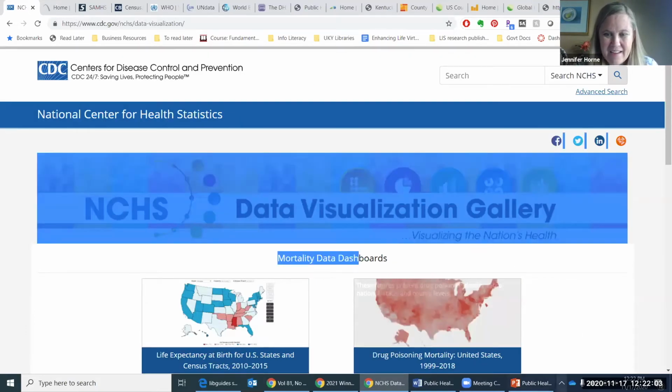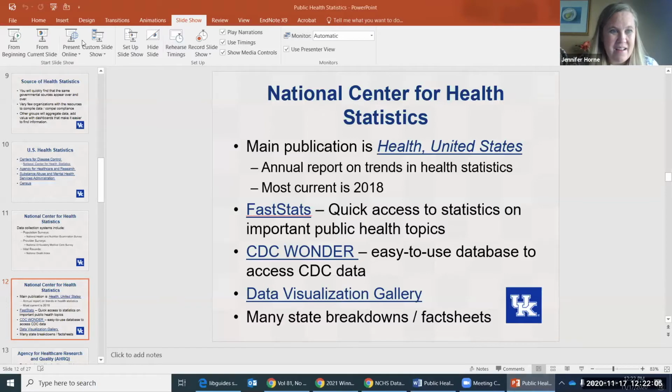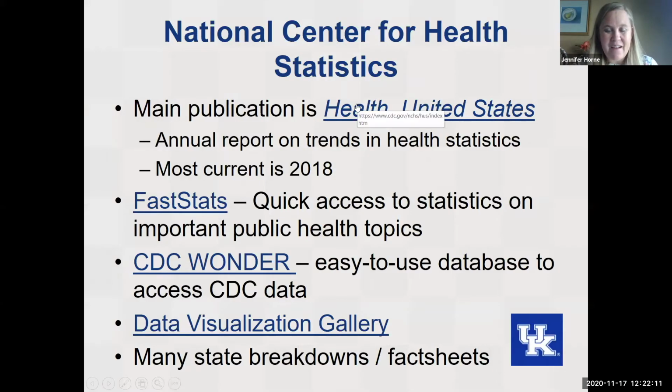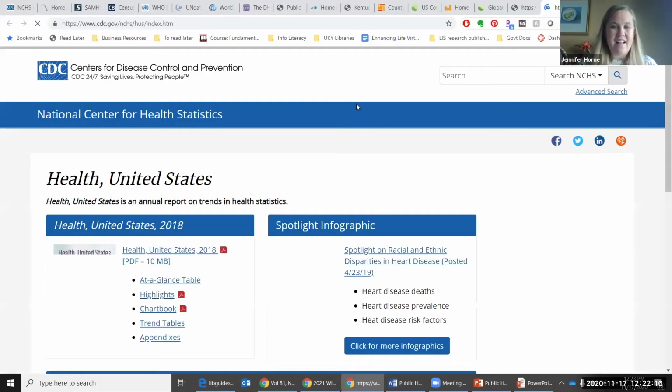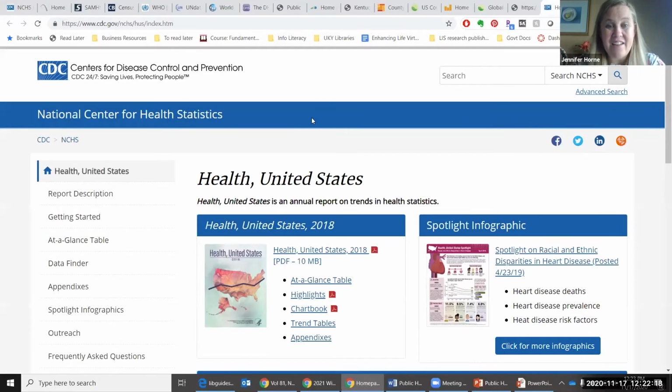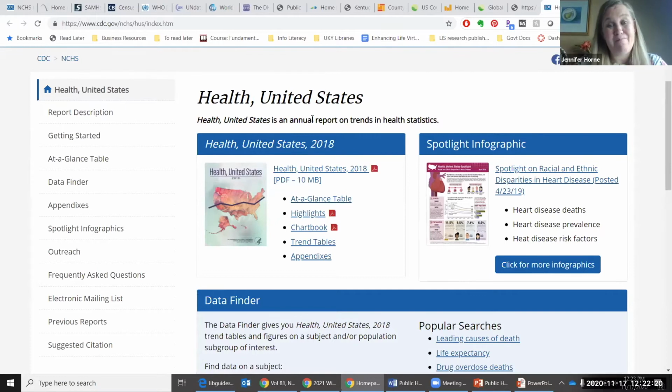Let me go back to, let's see. And the one last thing I did not mention, I'm going to click on this just because this is their flagship publication, Health, United States. This is an annual report on the trends in health statistics. And as you can see, 2018 is the most current.